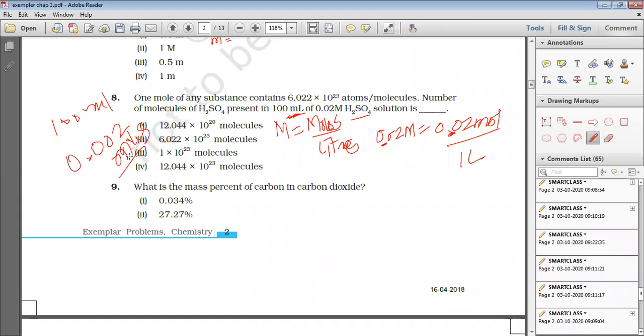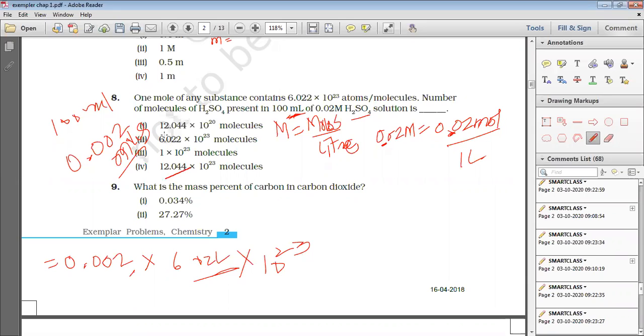Now we come to know about 0.002 moles, my dear students. We are going to solve it here. So 0.002 moles multiplied by 6.022 into 10 to the power 23. This 6.022 into 2 will give us 12.044.